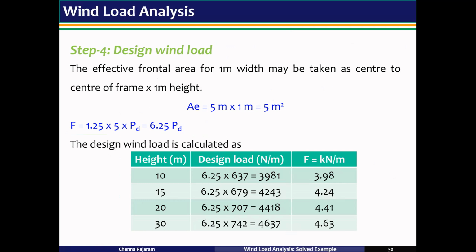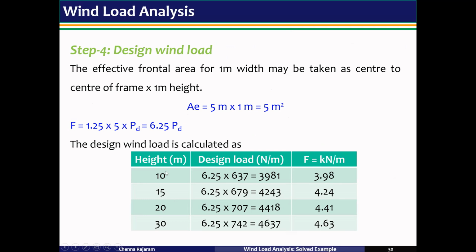Now, the effective frontal area for 1 meter width may be taken as the center to center of the frame multiplied with 1 meter height. So here the effective frontal area is calculated center to center of the frame. In this case, the center to center of the frame is 5 meters, multiplied with 1 meter, which gives 5 meters square. Now substituting the values of Cf and Ae in the equation F, we arrive at 6.25 Pd.